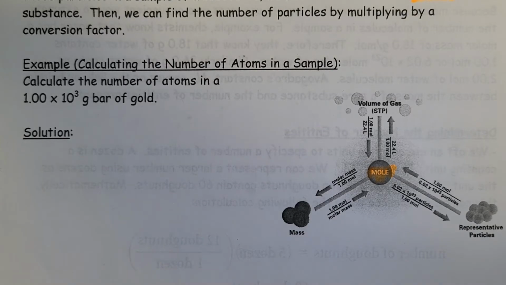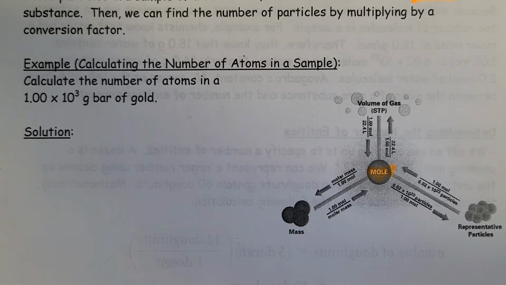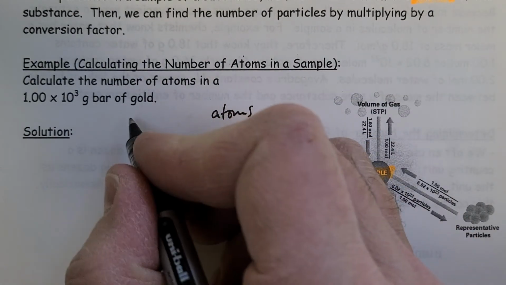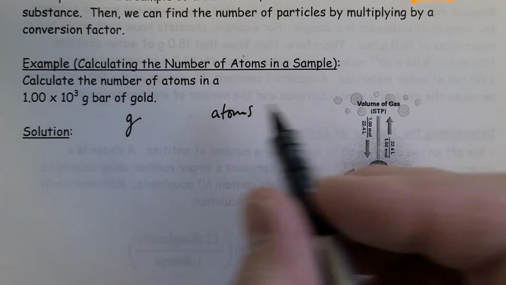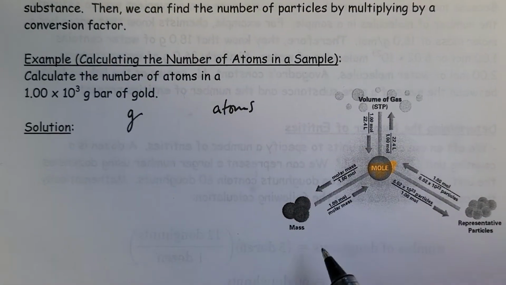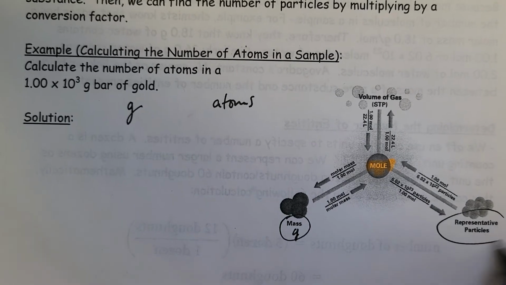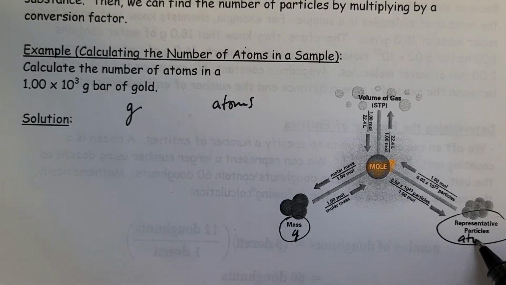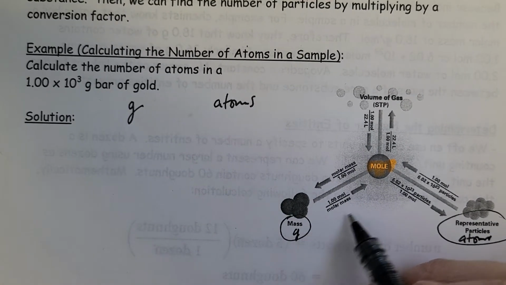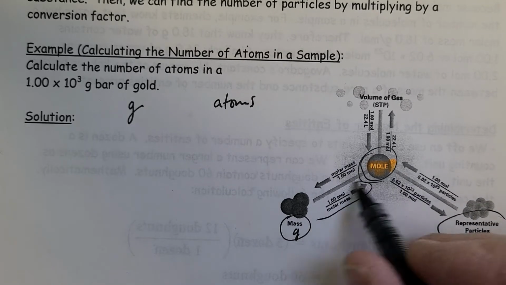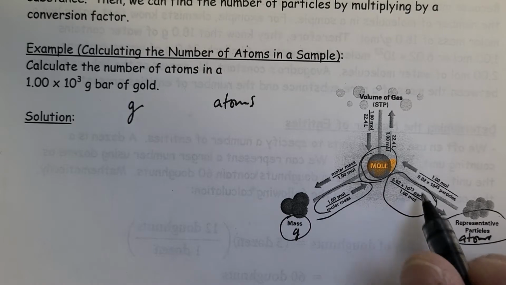So if we take a look at this example, calculate the number of atoms in a 1,000 gram bar of gold. So figure out your given grams, figure out atoms, and of course here we're going to the representative particle of atoms. We're starting with grams, so we can see, yes, we need to find the amount, or in this case, moles.